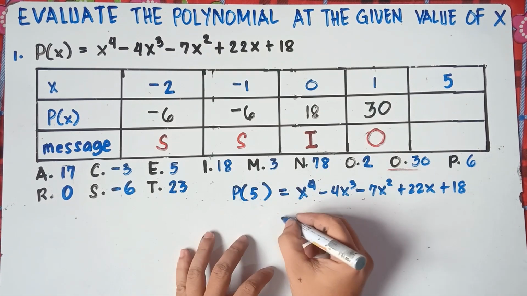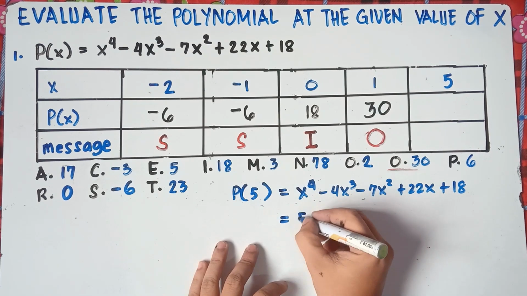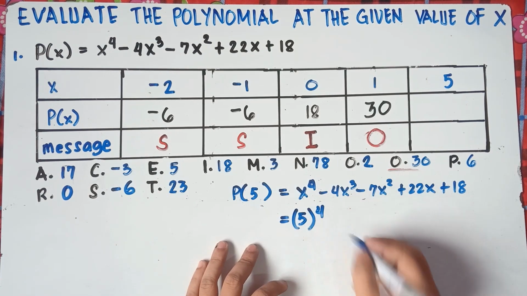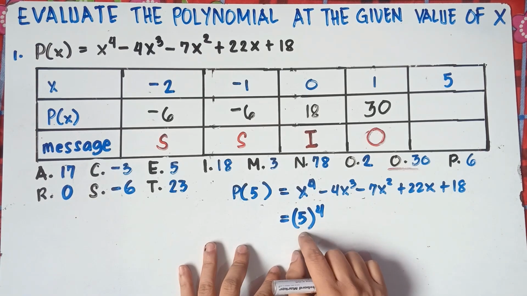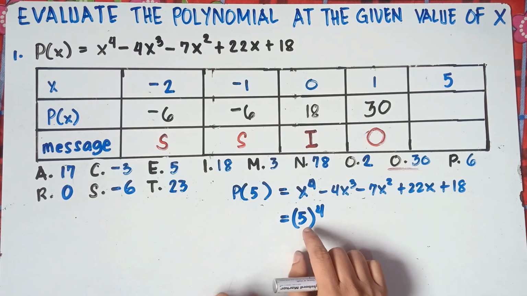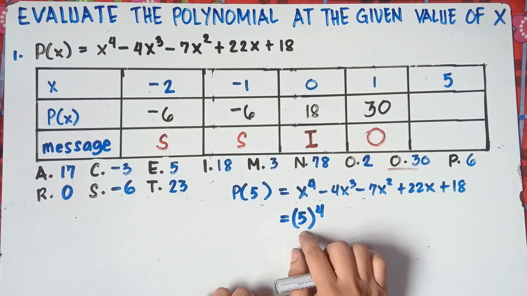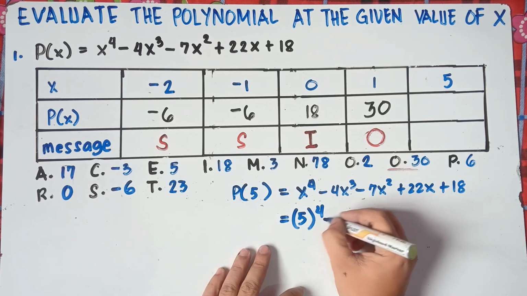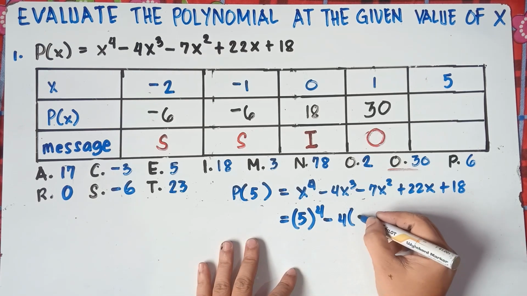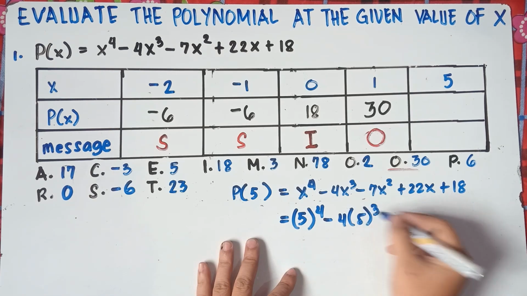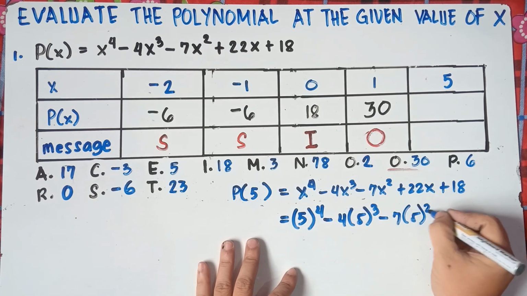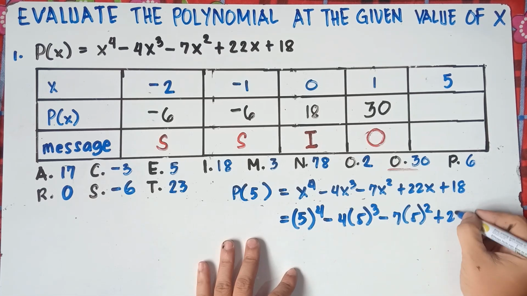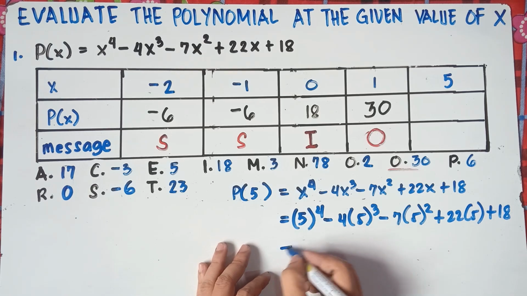This is 5. So this will be 5 raised to the power of 4. This will be more complicated, class. 5 raised to the power of 4, it means 5 times 5 times 5 times 5. Then minus 4 times 5 raised to the power of 3. Minus 7 times 5 raised to the power of 2. Plus 22 times 5 plus 18.